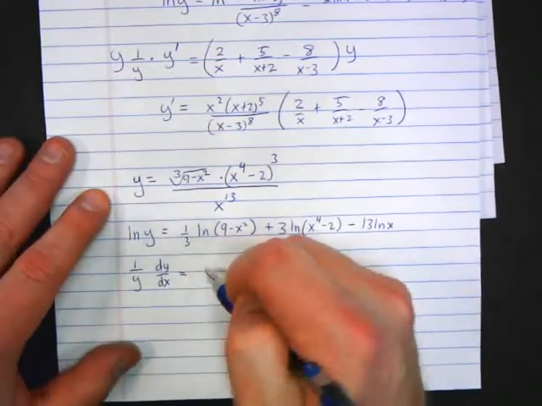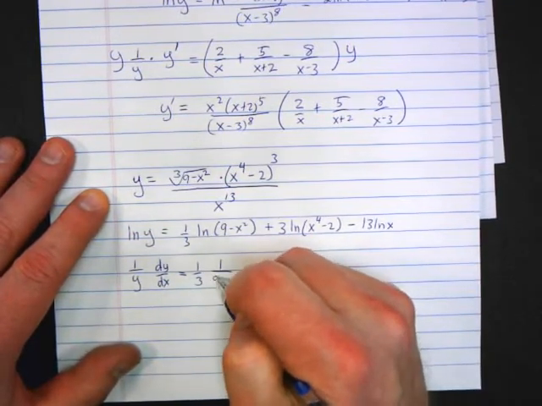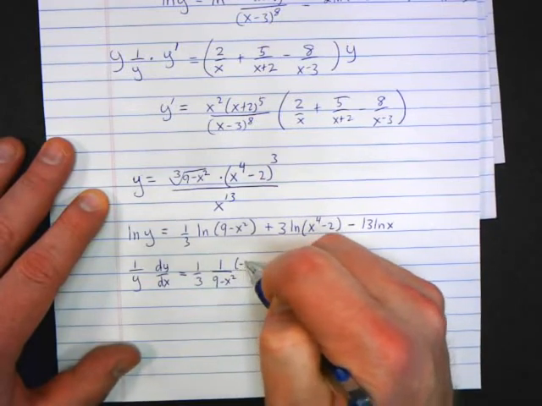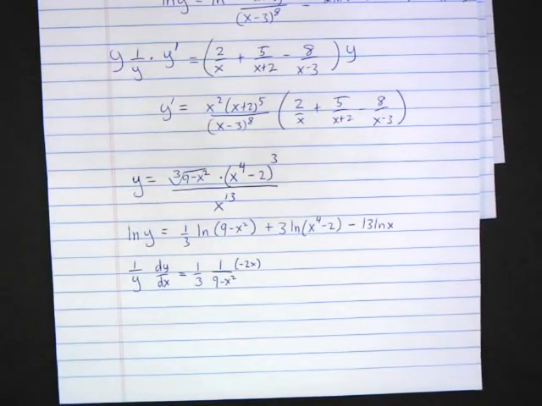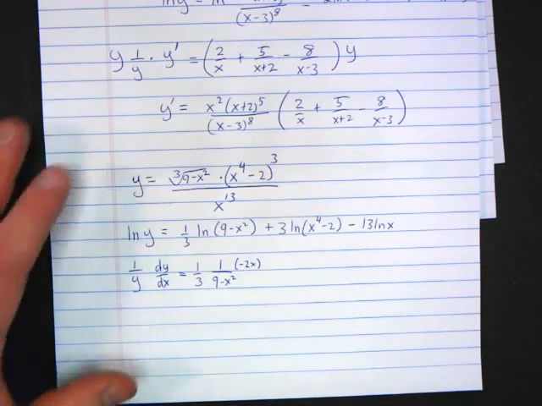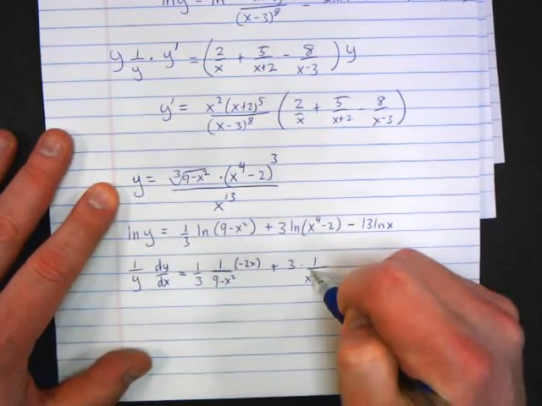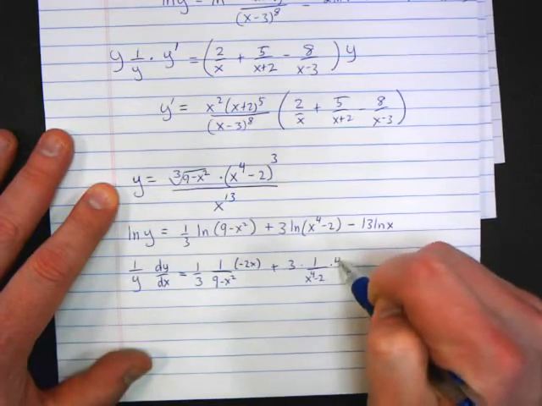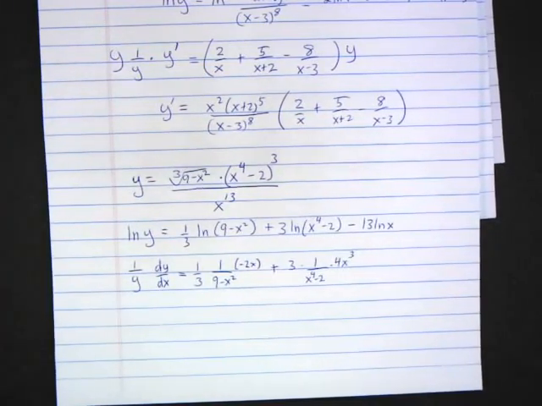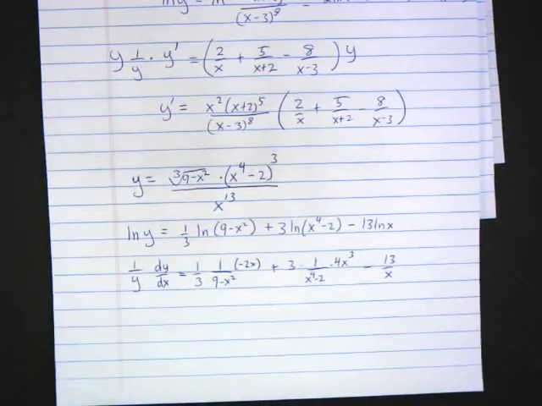Equals. Here I'm going to have a 1/3 times 1 over 9 minus x squared times negative 2x. So I do need to use a little chain rule there still. I didn't eliminate all of the chain rule, but I eliminated most of it. It's 1 over the thing times the derivative of the thing. So that's where that derivative of negative 2x came from. Same with this one. This is going to be 3 times 1 over x to the 4th minus 2 times 4x cubed. Same thing, chain rule there. Minus 13 over x.